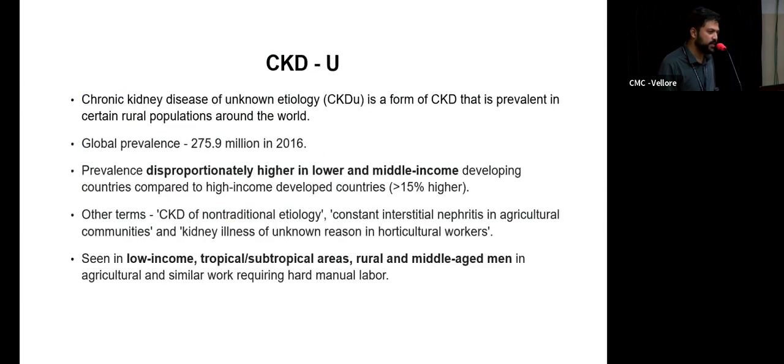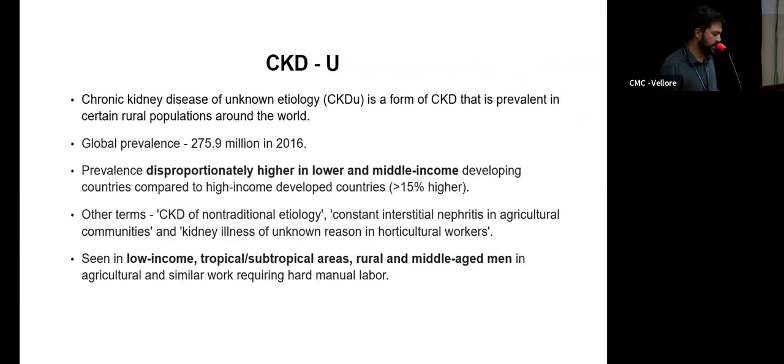So CKDu is something which is already destined to be covered in the next few weeks for you, but I would just like to highlight a few important concepts regarding CKDu, which is an evolving form of CKD, basically of unknown etiology, prevalent mainly in certain rural populations around the world. The global prevalence was around 275.9 million in 2016, disproportionately higher in lower and middle income countries compared to high income developed countries.